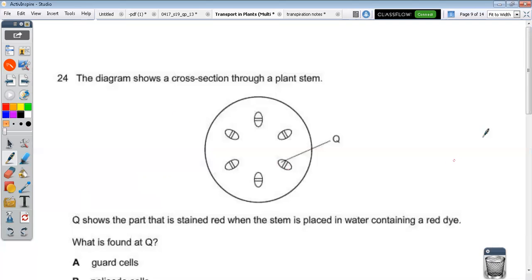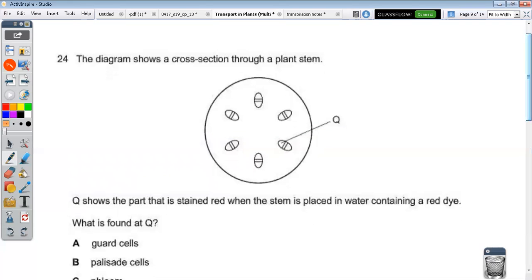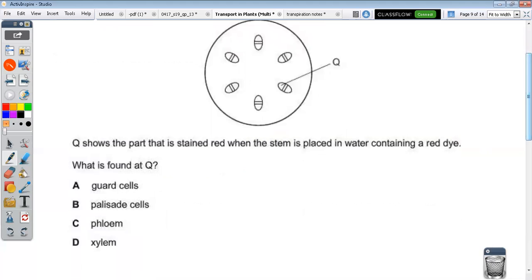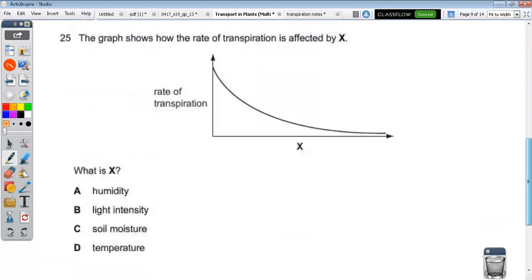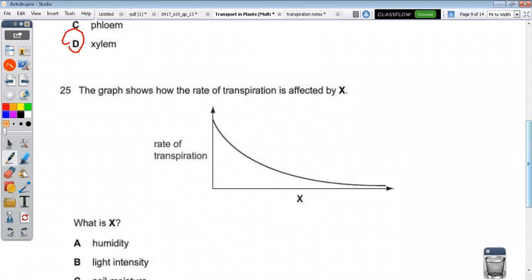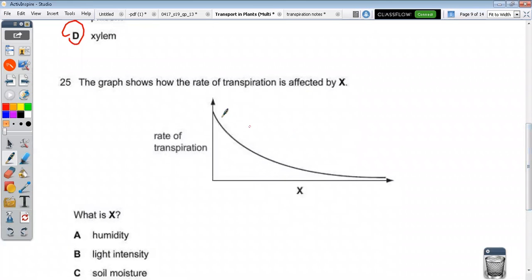Then we've got a diagram which shows you a cross section through a plant stem. They're now asking about Q. Q shows you the part that turned red when the stem is placed in water containing a red dye. Okay, xylem. Skip this. The only graph that is like this is a humidity graph.